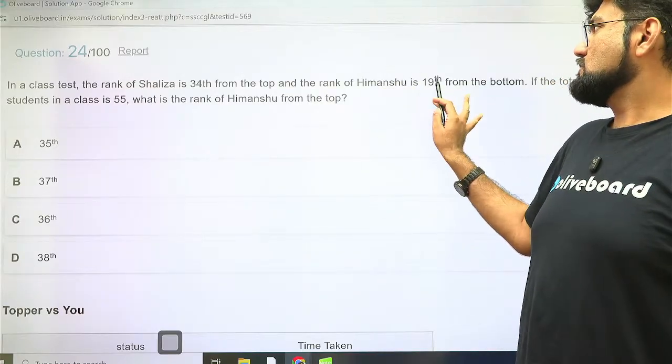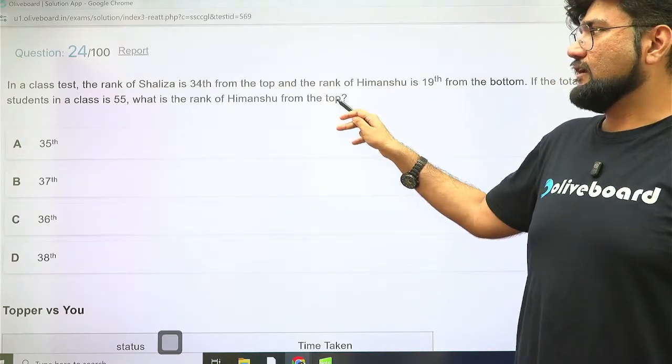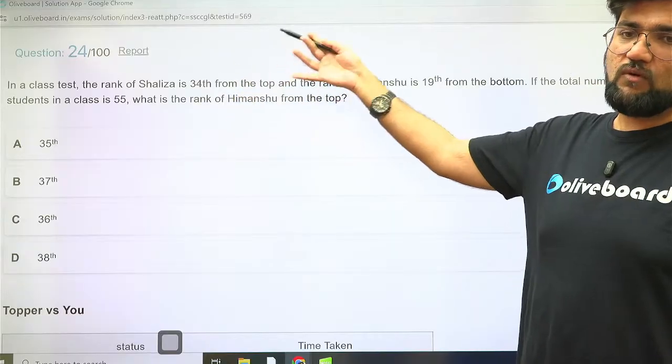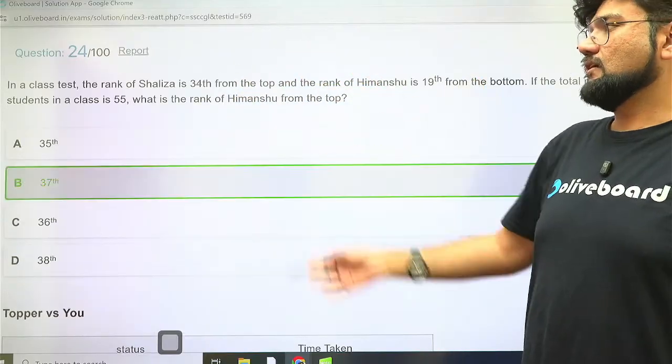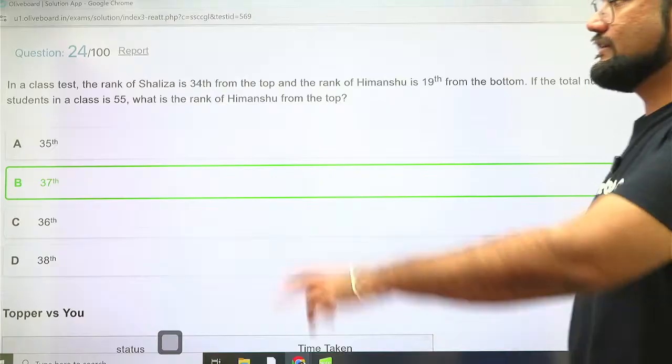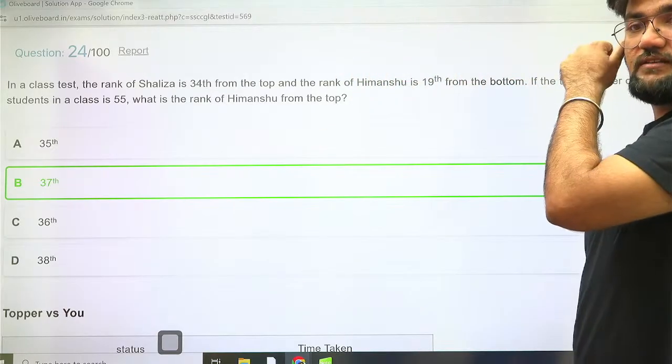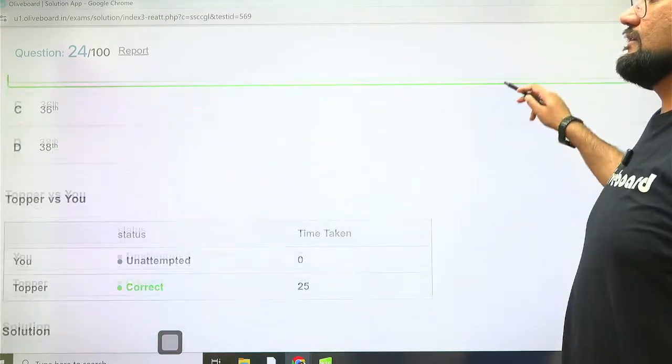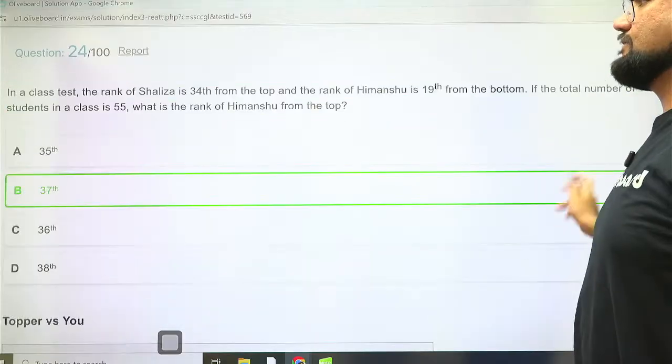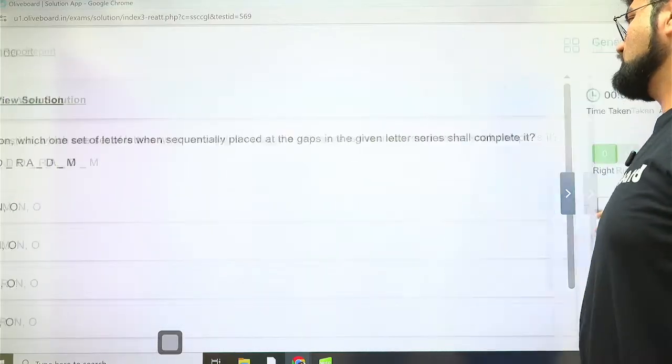Precisely what you need to do is Himanshu's rank is here from the bottom. You need to find his rank from the top. Total is given 55 plus 1, 56 minus 19 is 37. Option B is the right answer. So Shaliza's rank was just given as a distractor. It was not needed. Okay. Superfluous data. 25 seconds. And the last question for the session today.